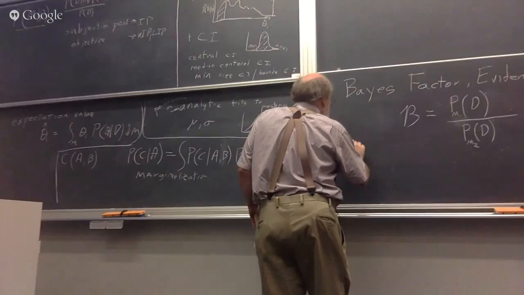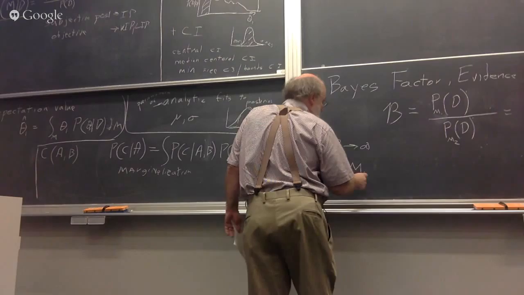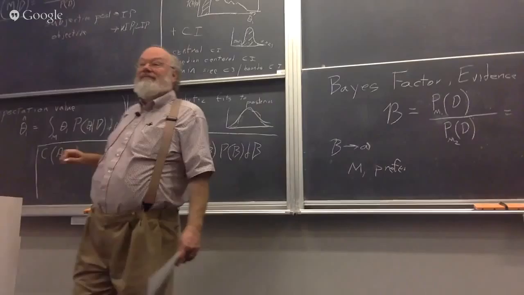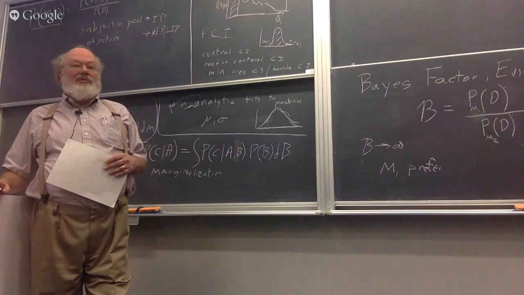One reason this is nice, there are various reasons, but one reason it's nice is that as B goes up, our preference for model one over model two goes up. So the bigger B is, the more we like model one, just from the way that's defined.